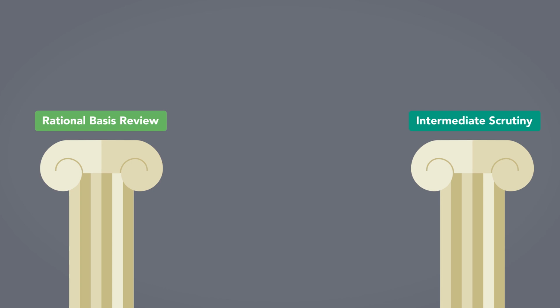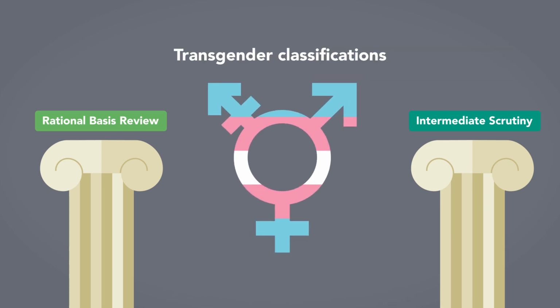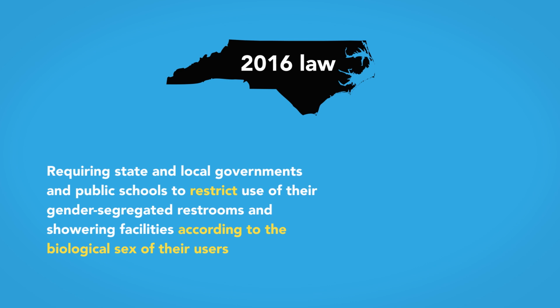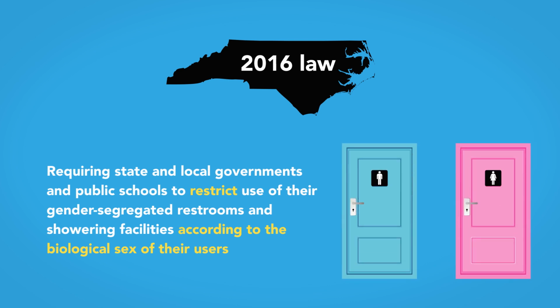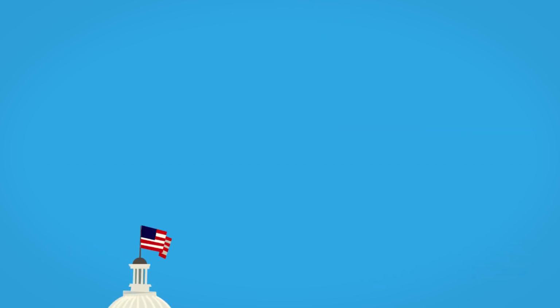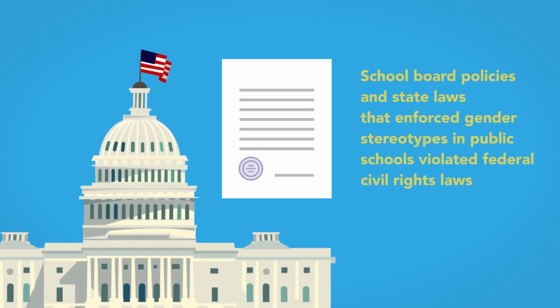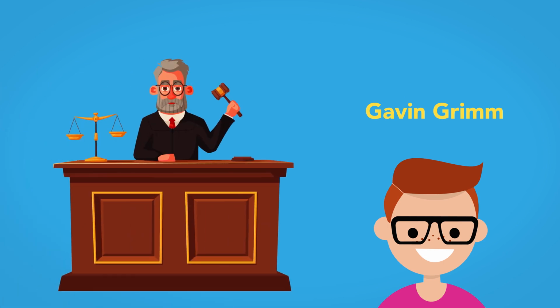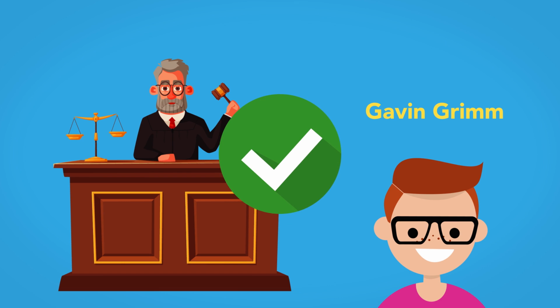More recently, the question has arisen as to whether transgender classifications are subject to heightened scrutiny or merely rational basis review. In 2016, North Carolina passed a law requiring state and local governments and public schools to restrict use of their gender-segregated restrooms and showering facilities according to the biological sex of their users. In response, the federal government issued a guidance letter that concluded that school board policies and state laws that enforced gender stereotypes in public schools violated federal civil rights laws. Gavin Grimm, a transgender student, sued his Virginia school district for enforcing a similar rule and won a district court decision in his favor. An appeal may still be pending.